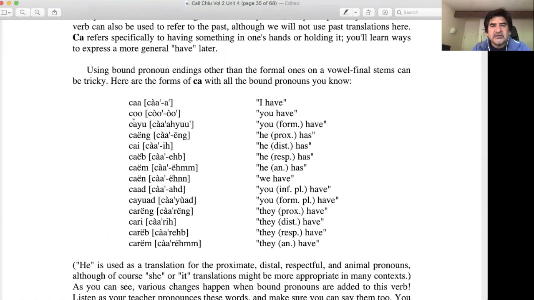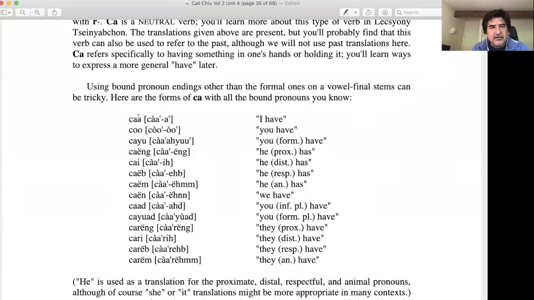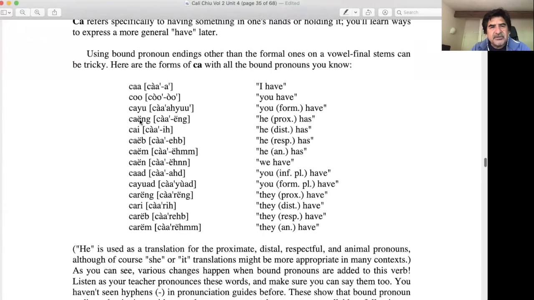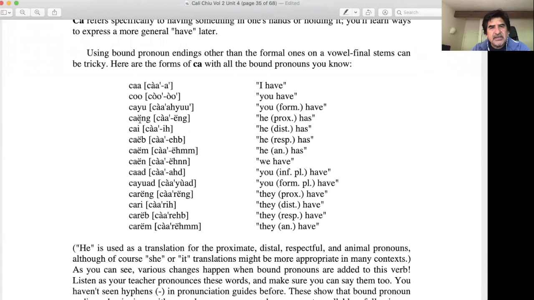So here, using bound pronouns other than the formal ones on vowel final stems can be tricky, so we are going to be looking at these pronouns. It's going to work similarly to other vowel ending verbs. When you have a vowel ending verb like ka and you add the bound pronouns, that's why we have two vowels back to back. So I'm going to go over them so you can pronounce them. Please repeat after me, and we're going to go from top down. Ka. One more time. Ka. And it changes here. We'll explain later.